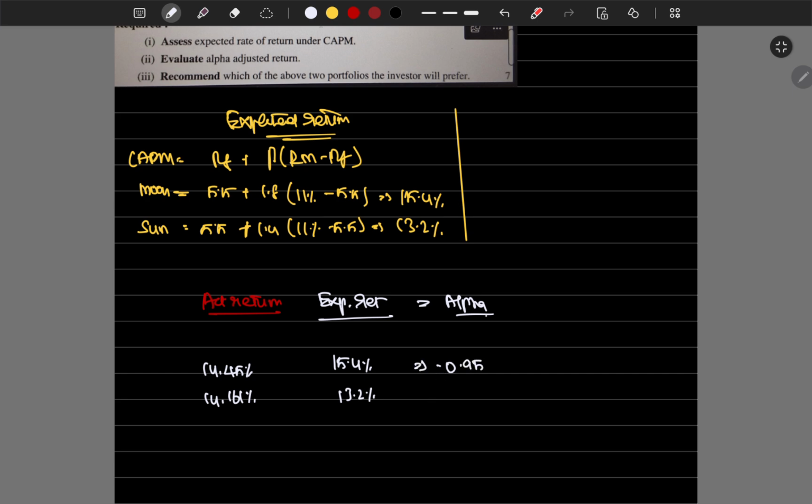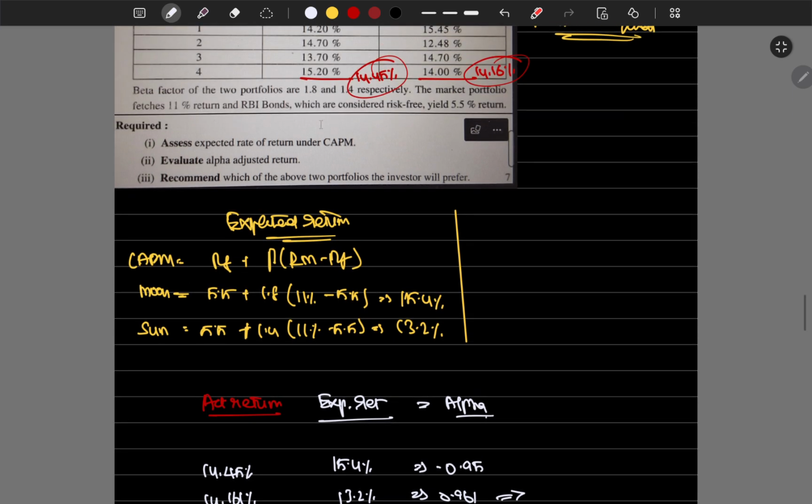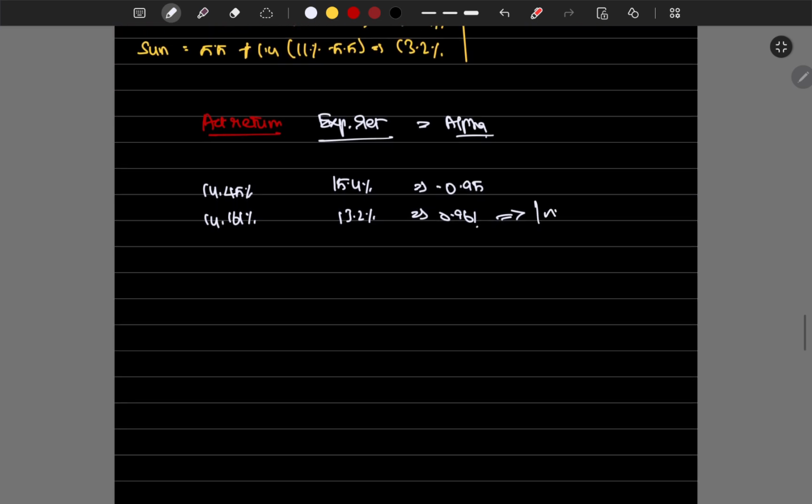14.161 minus 13.2 is 0.961. Where there is positive alpha is the best return-giving investment for the investor. So the investor has to choose this. So we'll go to the next problem.